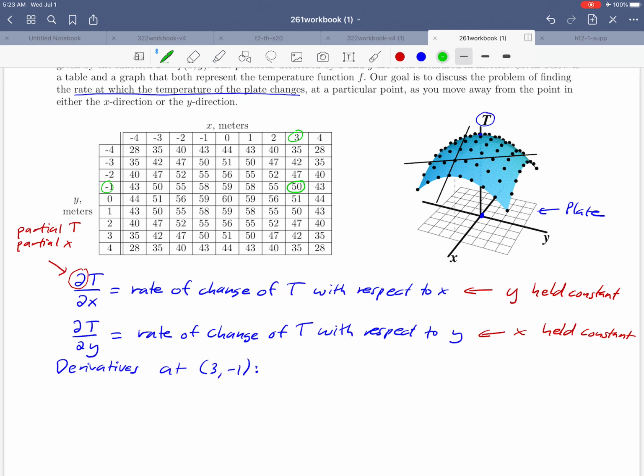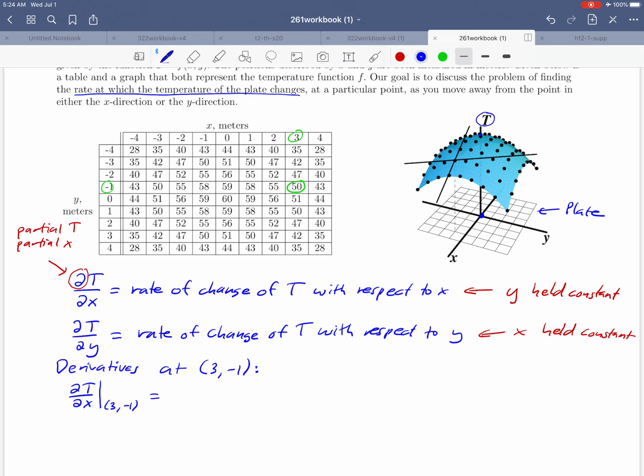Right at that point, the temperature is 50, and we're asking how fast is the temperature changing in these two directions. Let's start with the x direction. So in symbols, partial T, partial x, again, that's the rate of change of temperature in the x direction at the point (3, -1), would be, okay, before we calculate it, let's see if we can figure out whether that rate of change is positive or negative.